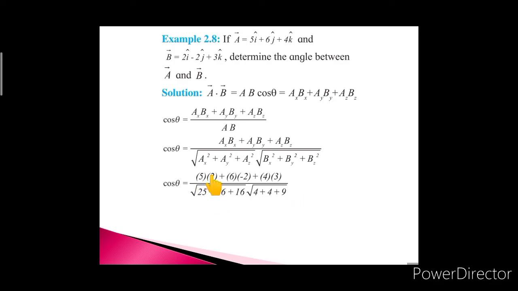So, 5 into 2 is 10, plus 6 into 2 is minus 12. So, 10 minus 12 plus 4 into 3 is 12. So, 10 minus 12 plus 12 will give the value as 10. Then the denominator factor is square root of 25 plus 36 plus 16, which is 77. So, here we have to write it as square root of 77 into square root of 4 plus 9, which becomes square root of 17.